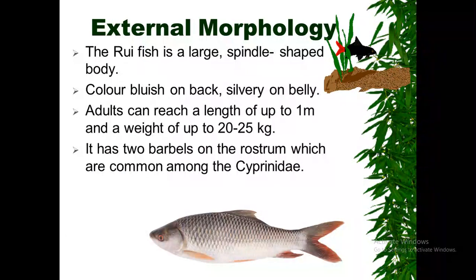Now external morphology. The Rui fish has a large spindle-shaped body. Look, this spindle-shaped body is large, and this is called the dorsal side. Its dorsal side is bluish, and this is called the ventral side, and the ventral side is silvery in color. Adults can reach a length of up to 1 meter and a weight of up to 20 to 25 kg. It has two barbels on the rostrum. Here are two small barbels, which are common among the Cyprinidae.